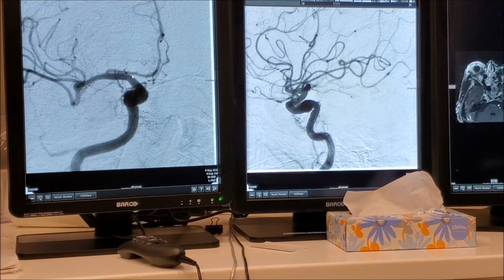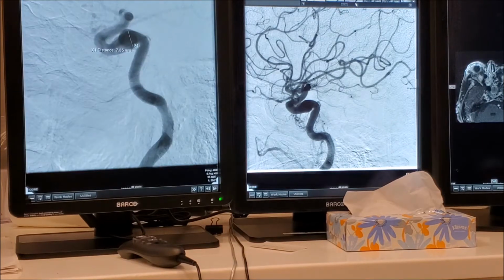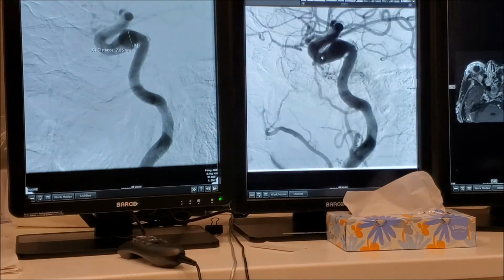We'll come back to that. How is the MCA? The MCA bifurcation? Looks a little bit dysplastic. Yeah, that would be a good segment, okay? So we know we have a vasculopathic lady. Then you're concentrated into that cavernous. But that middle artery is too big. So the aneurysm here is a little bit of a red herring.